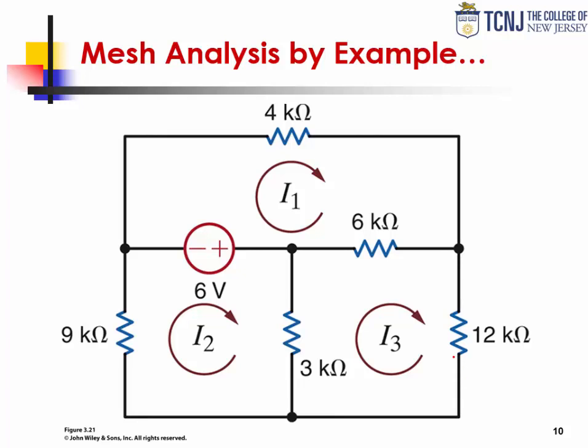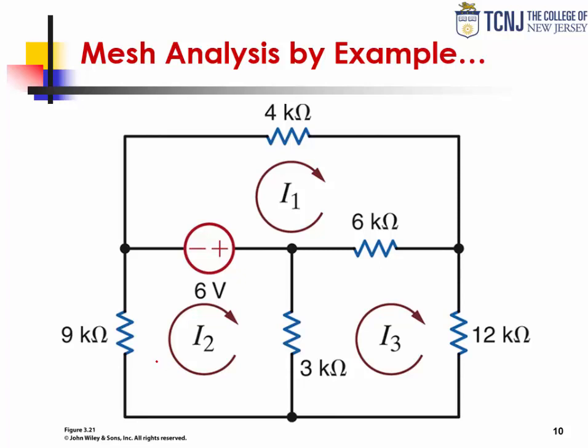This would not be a mesh because it has two loops inside of it, and this would not be a mesh over here. This would not be a mesh, and the whole thing would not be a mesh. So we have only three meshes, again, minimal loops that don't contain any other loop, and we have defined three mesh currents. We have defined I1 for this mesh, I2 for this one, and I3 for this one. And we have defined also a direction for each of the mesh currents. Usually, I like to define them in the clockwise direction.